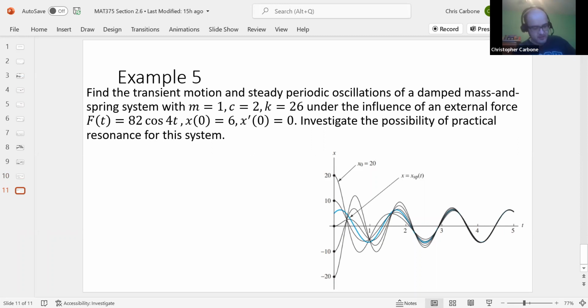So for example 5 here, I have defined the transient motion and steady periodic oscillations of a damped mass and spring system where m is 1, c is 2, k is 26, under the influence of an external force f of t is 82 times the cosine of 4t, x of 0 is 6, x prime of 0 is 0, and we want to investigate the possibility of practical resonance for this system.